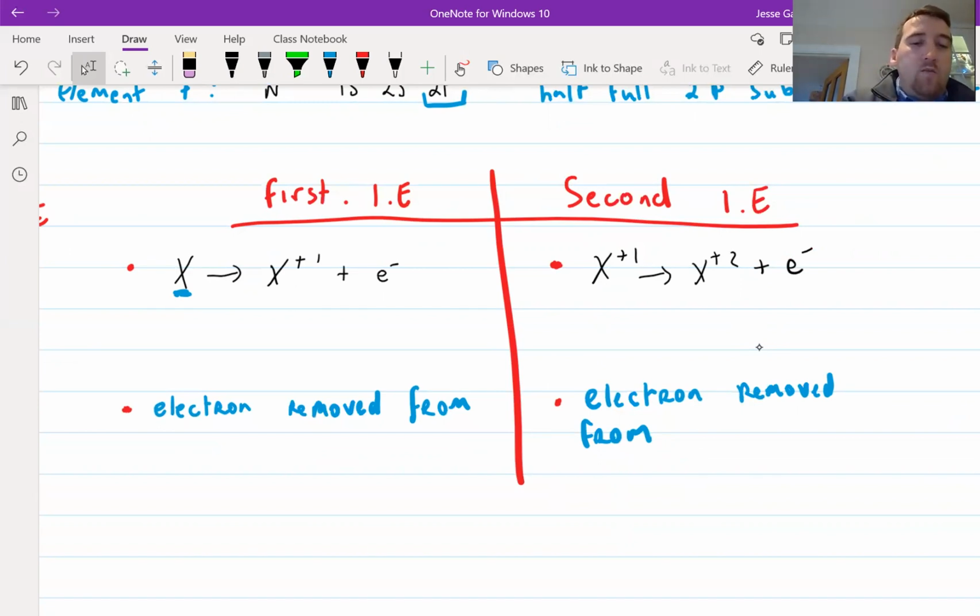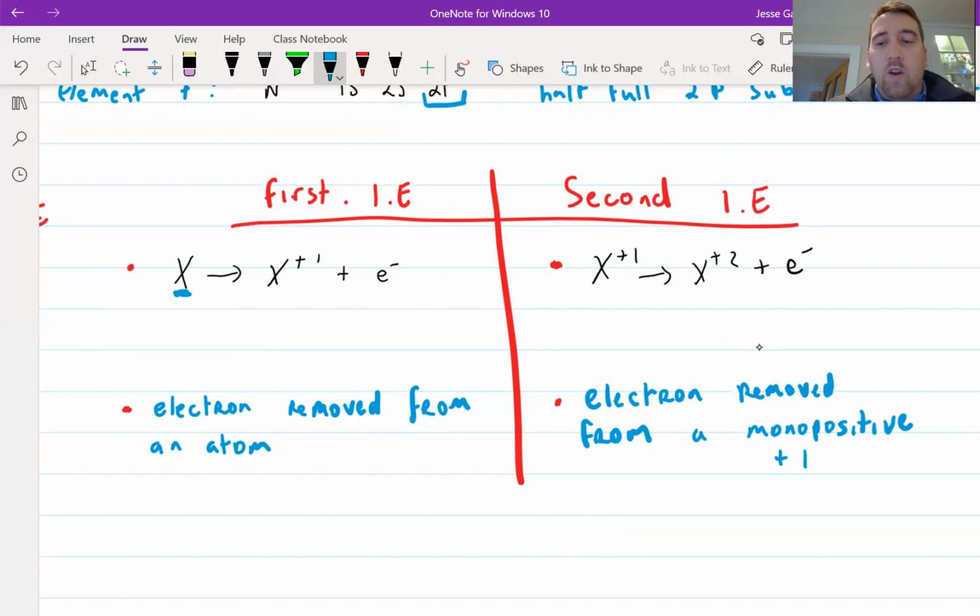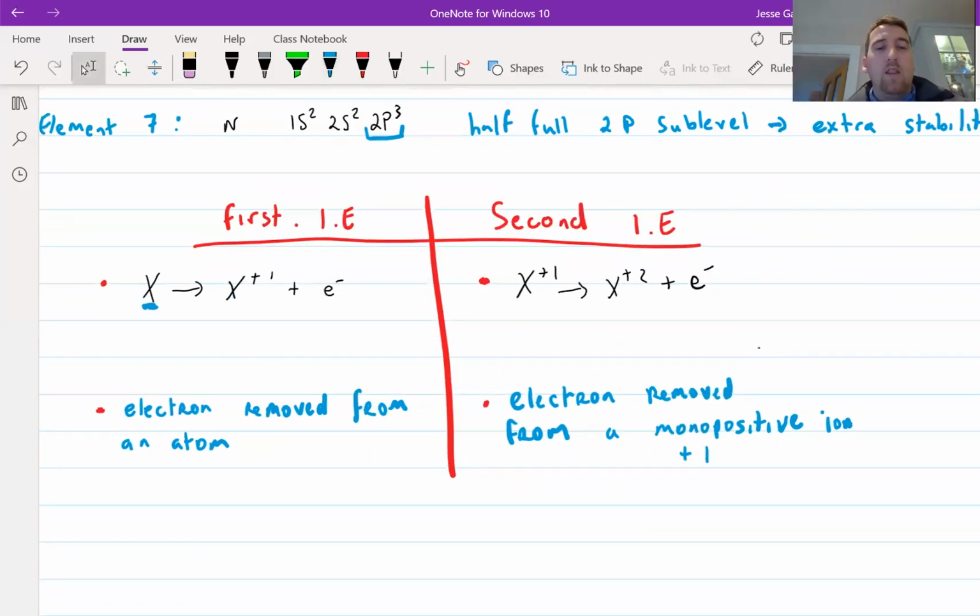Well, this here represents an atom. The electron is removed from an atom. This is a ground state atom, a neutral atom. Whereas over here, the electron has been removed from a monopositive ion, which means a +1 ion. That's the difference between the two definitions. If you wrote them out, that would be the difference.